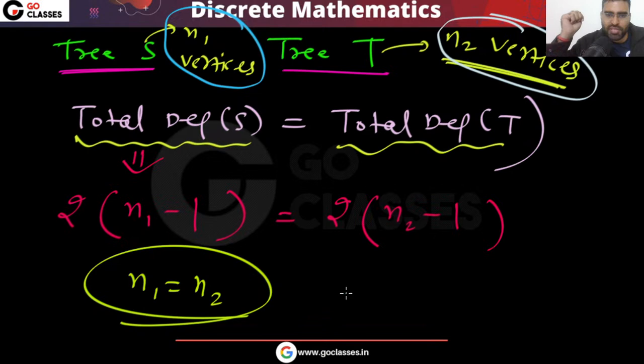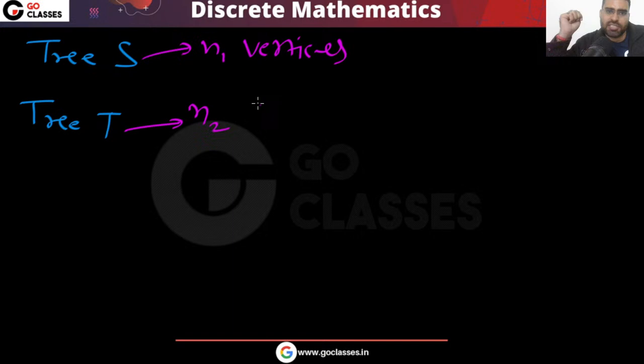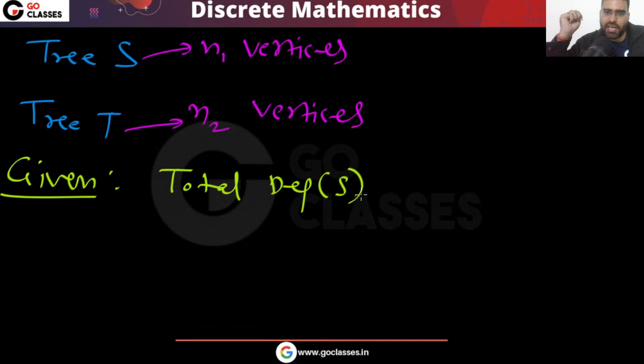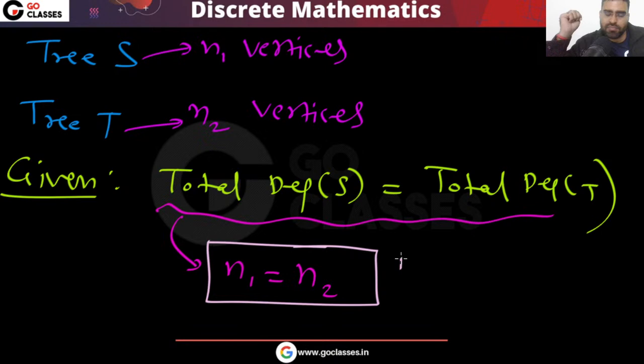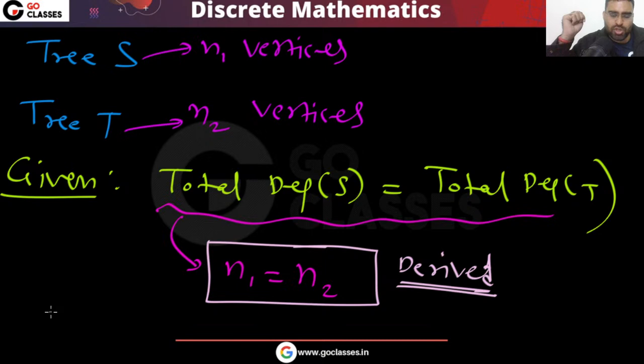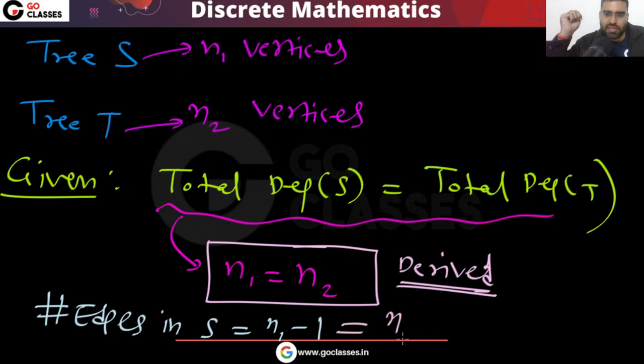So you can easily see, this is your tree T. We were assuming that S has N1 vertices and T has N2 vertices. What was given? It was given that the total degree of S is equal to the total degree of T. From this, we found that N1 will be equal to N2. This is what we derived. So you can easily see the number of edges also will be the same. The number of edges in S will be N1 minus 1, and that will be the same as N2 minus 1, which is the number of edges in T.